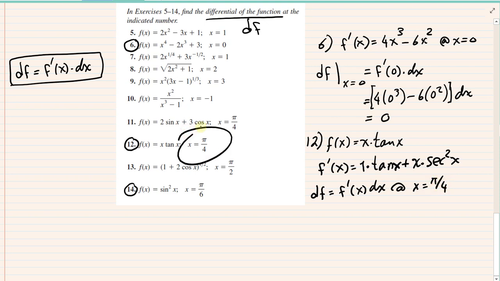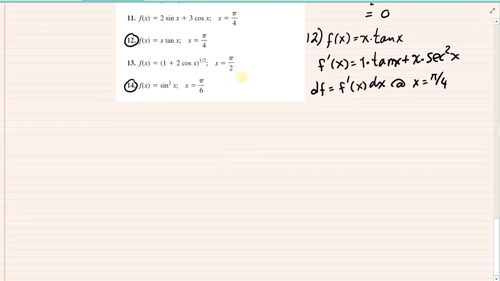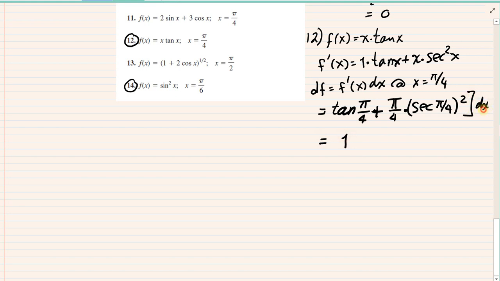Right? We were given that at x equals pi over 4. And we're going to plug in for x pi over 4 radians. So that means I'm going to have tangent of pi over 4 plus pi over 4 times secant of pi over 4 squared. Now remember, that's a 45-degree angle. Tangent of a 45-degree angle is 1. Oh, sorry. And there's, of course, dx. So easy to leave that dx out. Plus, now secant of 45 degrees.